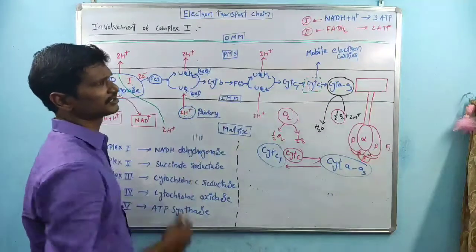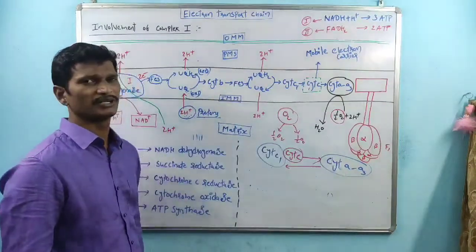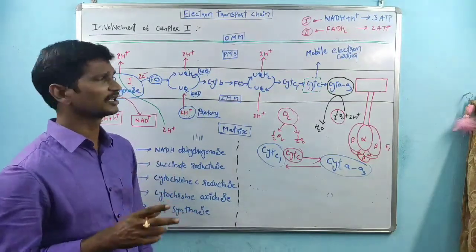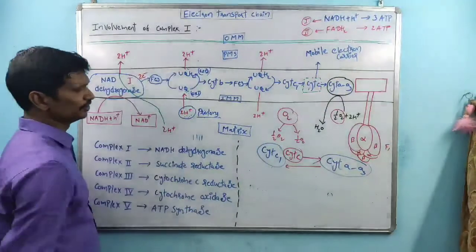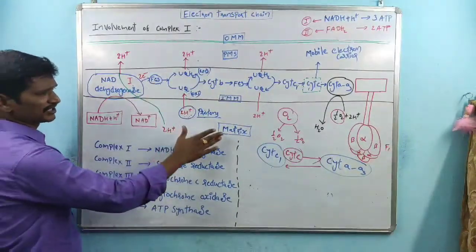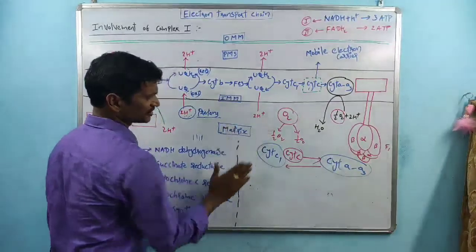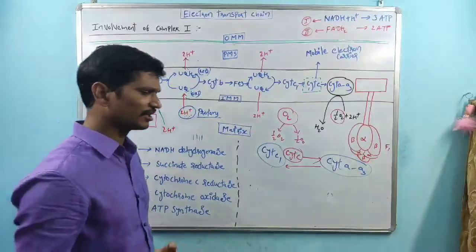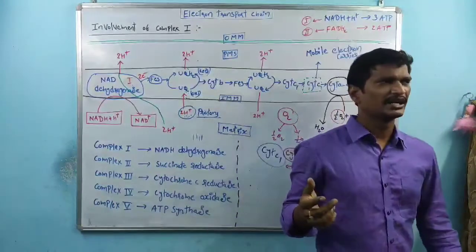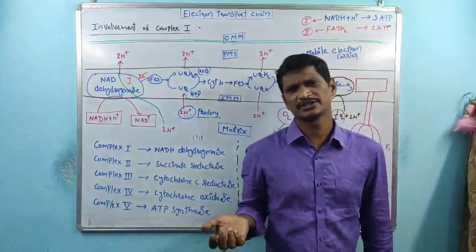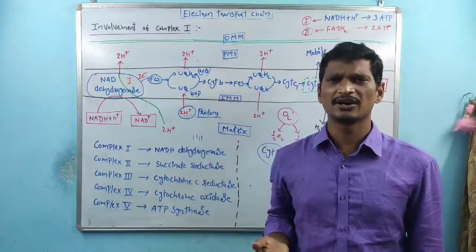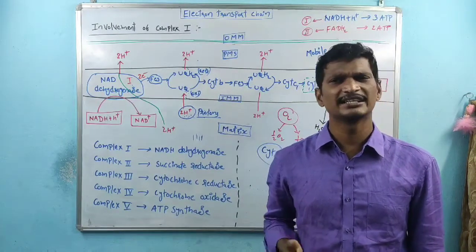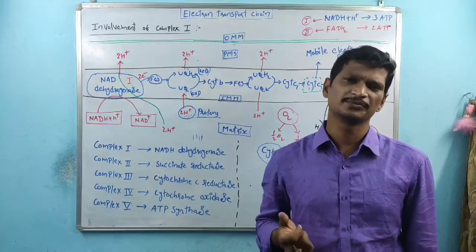So why are electrons transported from here to here? Remember, here our target is not the transportation of electrons. Our target is always the pumping of H plus ions. Within the matrix, H plus ion concentration is low. Within the intermembrane space, high H plus ion concentration is there. All of you remember the H plus ion concentration difference. It supports the generation of an electrochemical gradient, that is nothing but the proton gradient.